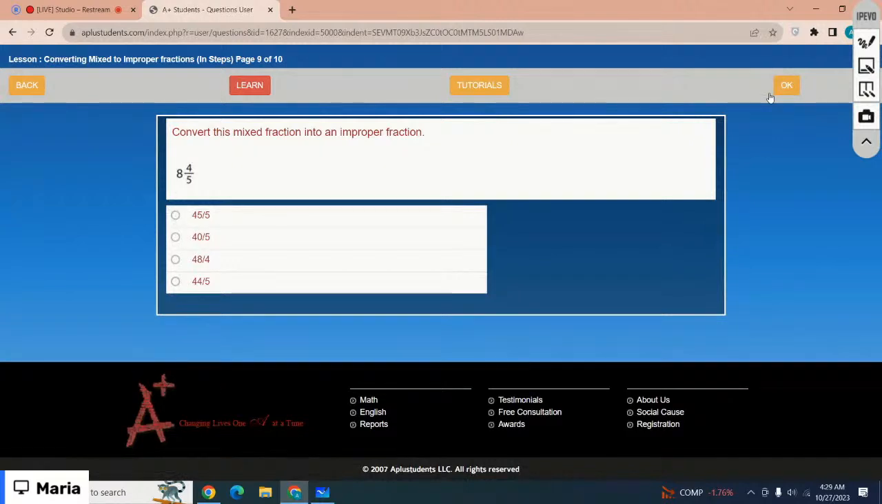Okay, convert the mixed fraction into improper fraction: 8 whole 4 over 5. Which is the correct option? That would be, yes, option 4 is the correct option. That would be 44 over 5. Very good.